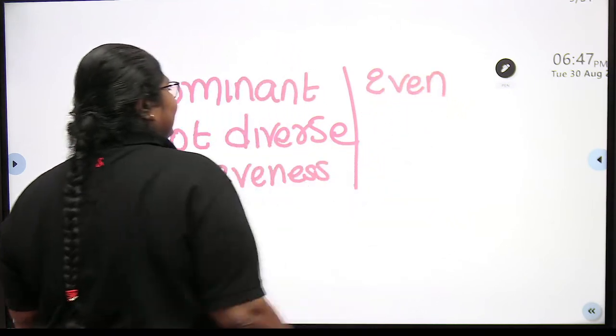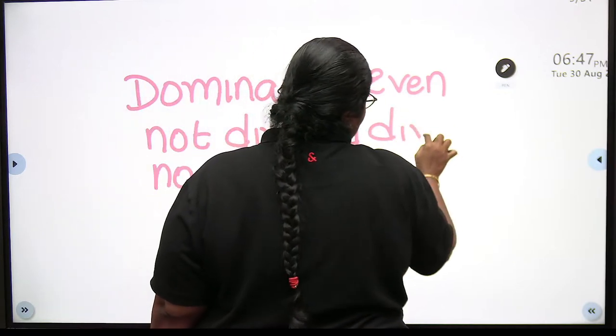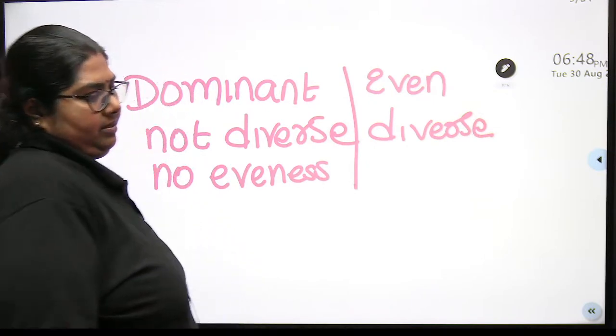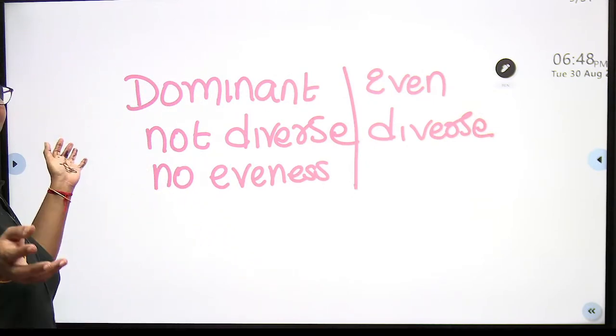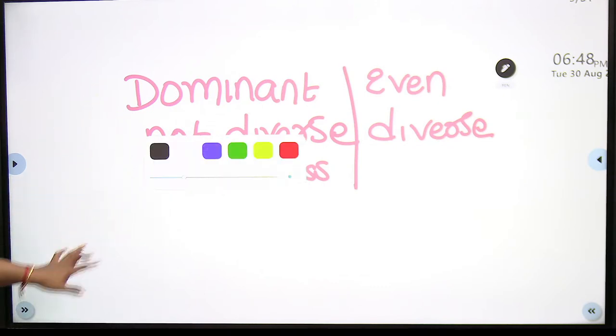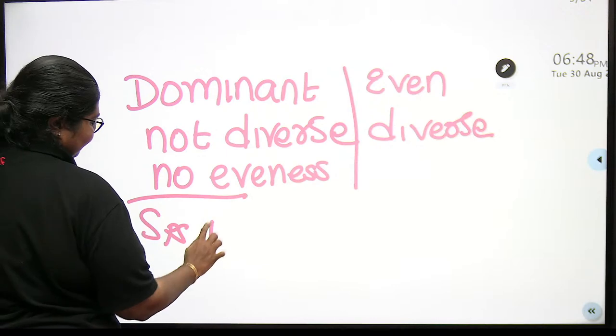The other case, if it is going to be even, that means that many are coming. So it is going to be diverse. If it is even, many will be coming. That is the evenness index. So this is totally different from species richness.